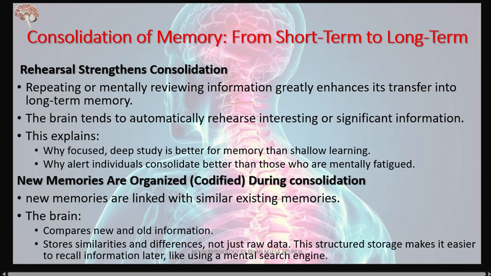New memories are organized or codified during consolidation. So new memories are linked to similar memories. And this is the same reason why we suggested that you are able to consolidate a memory if you have a baseline, or a place where this information is going. So for example, you are learning about neurotransmitter release. That is information that needs to be stored in your memory. But the question should be: where is this memory going? Does it have some baseline where it should be going?